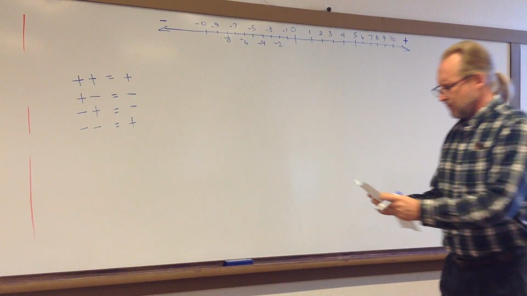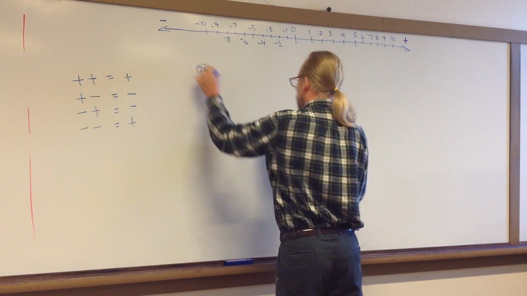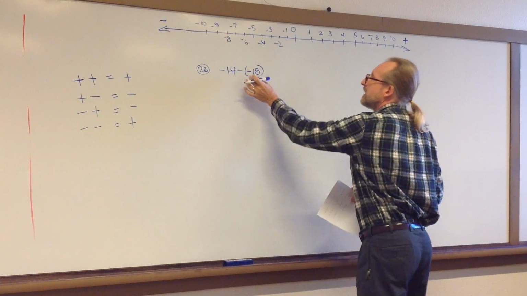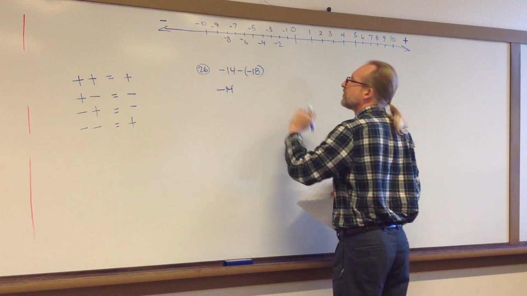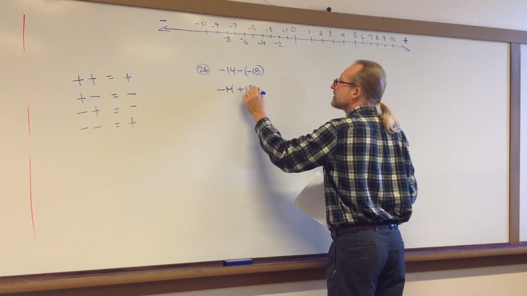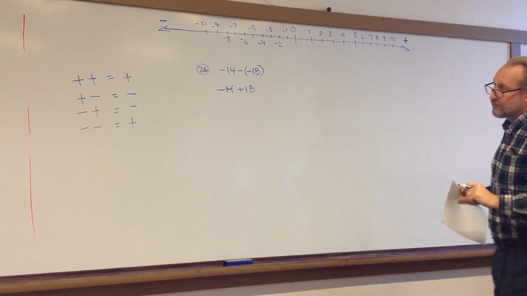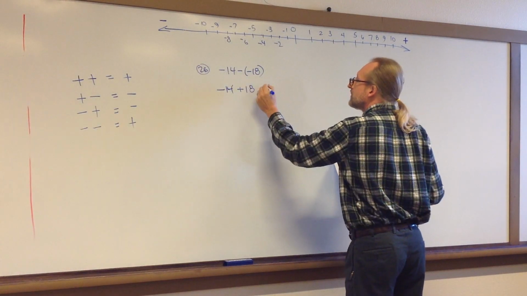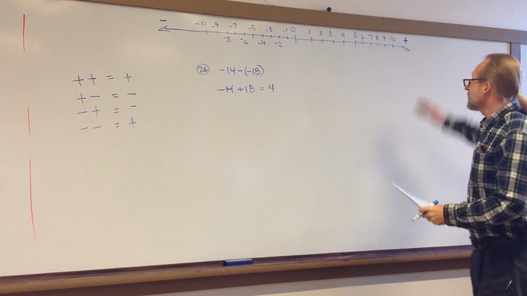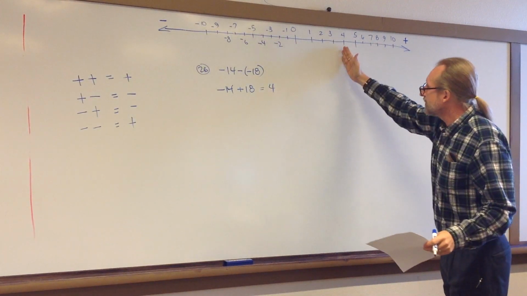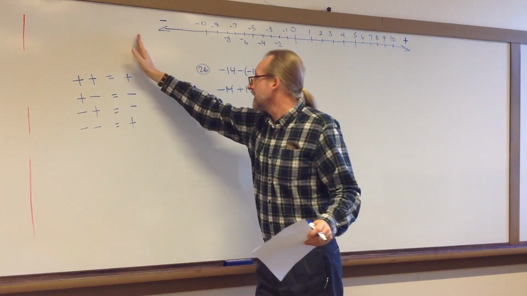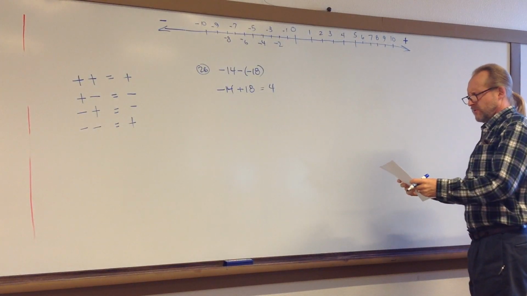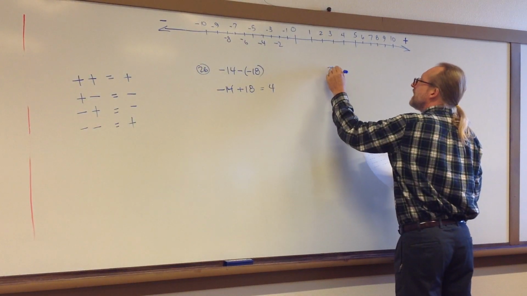Let's see here, problem 26. You've got negative 14 minus negative 18. So here's a double negative. We'll leave the negative 14 alone. We'll bring this down to just a single sign. And now we've got negative 14 plus 18. So our answer is going to be positive. And what's the difference between these? 4. Okay? If you start out here at 18, you'll come back 14 places to 4. If you start out here at negative 14, you'll go 18 places to the right and end up at positive 4.